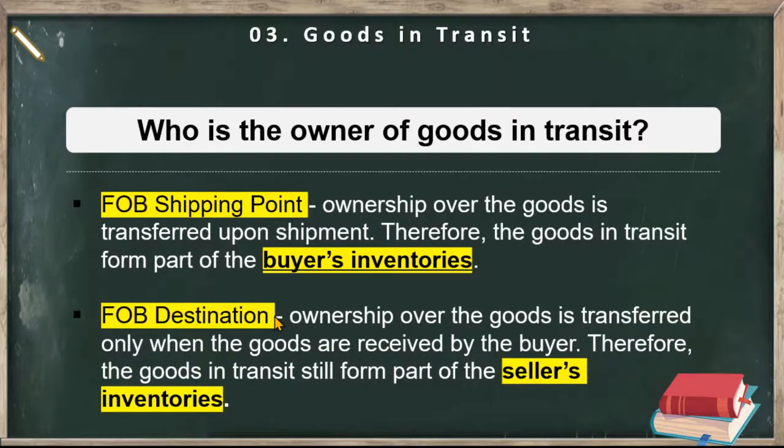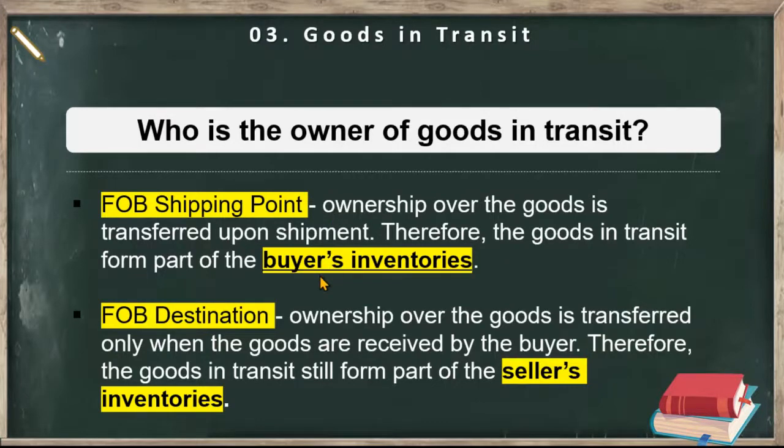If it is FOB destination, the ownership over the goods is transferred only when the goods are received by the buyer. So the transfer will only happen when the goods have reached the destination. That's why it's FOB destination. While the goods are still traveling toward the buyer, the owner is still the seller. That's why it's necessary to determine if it's FOB shipping point or destination when we're talking about goods that are still in transit.